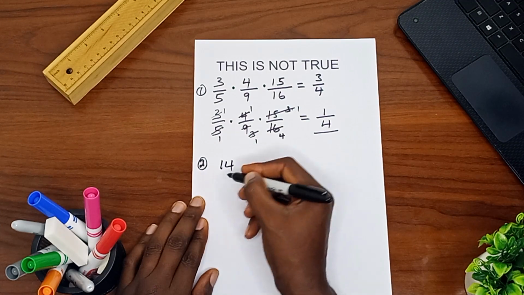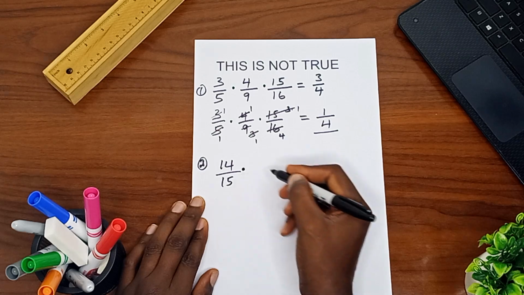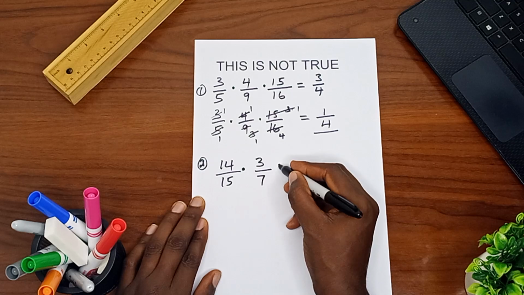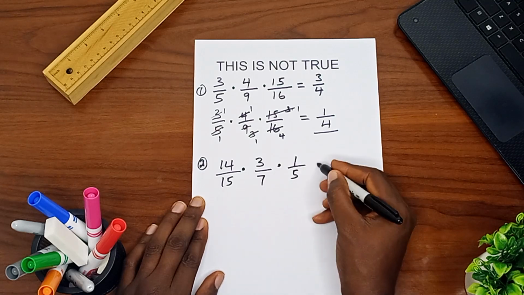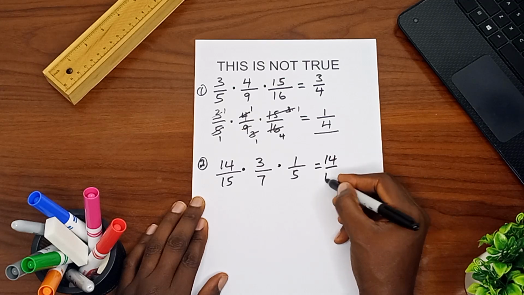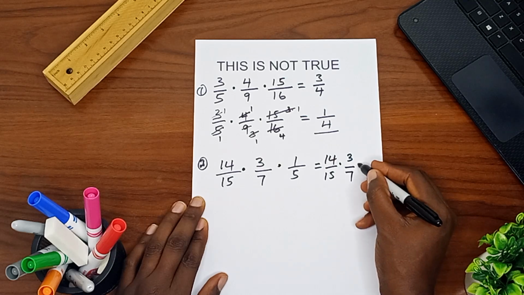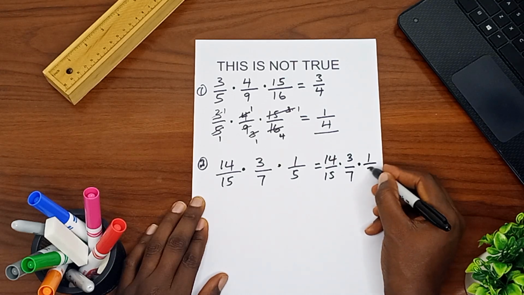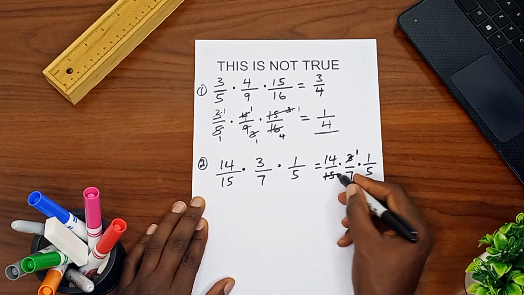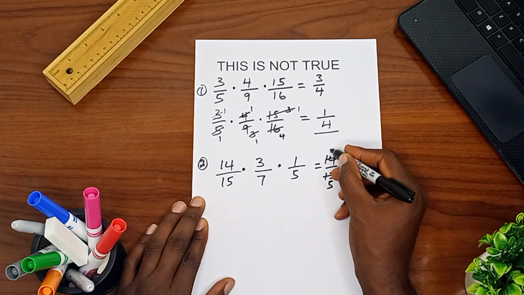We have 14/15 times 3/7 times 1/5. What is this going to give us? Let's write it again so that we can follow our cancellation well. So in this case, 3 will go with the 15 5 times, 7 into 14 twice.